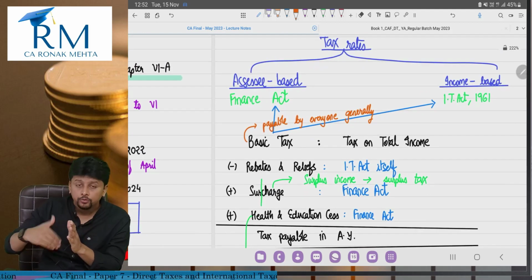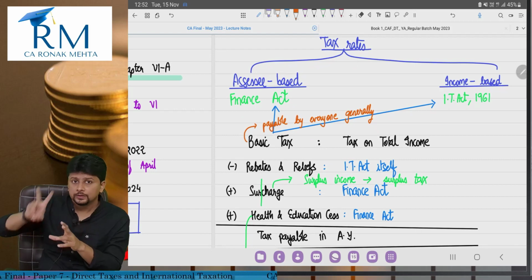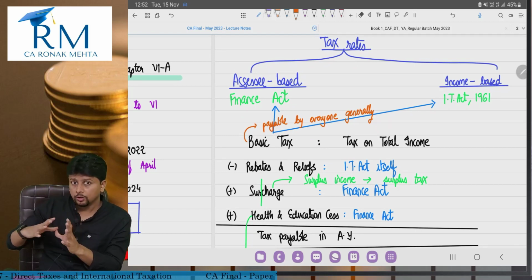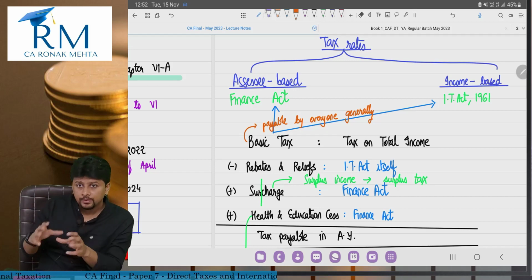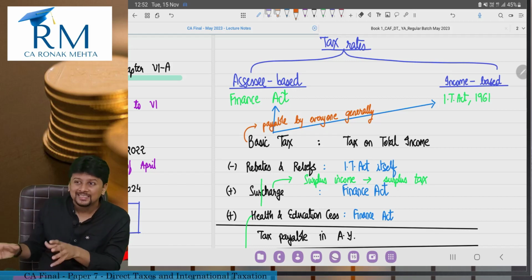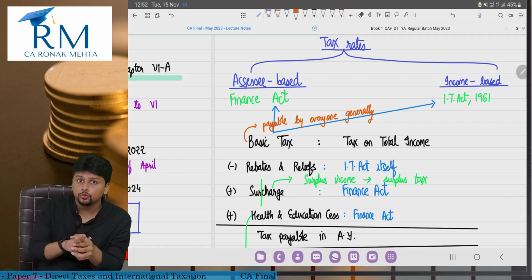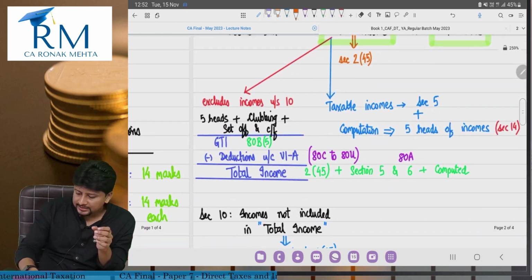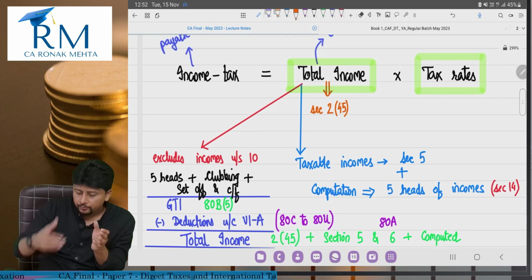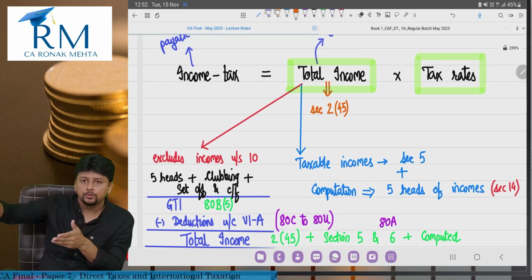Now, moving ahead, I have to discuss two things with you in order to bring an end to lecture number 1. Lecture number 1, the focus is on introduction, tax rates. So now I have to discuss two more aspects with you. See, I started with this one line, income tax is equal to total income into tax rate.